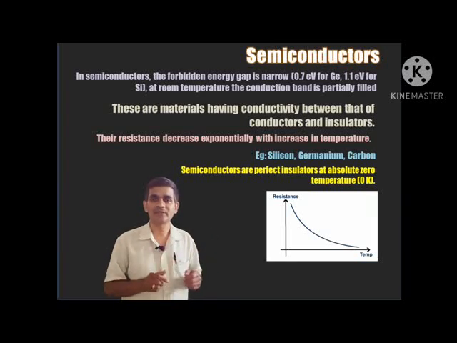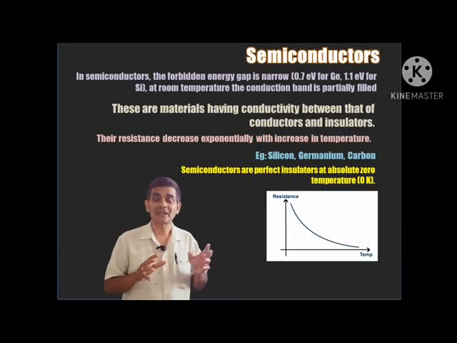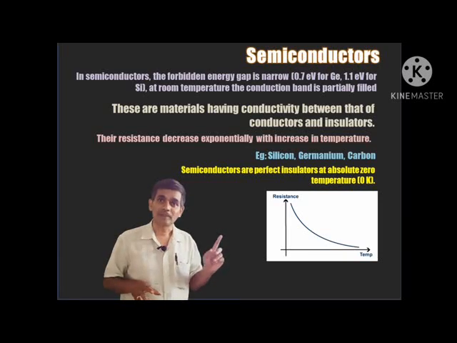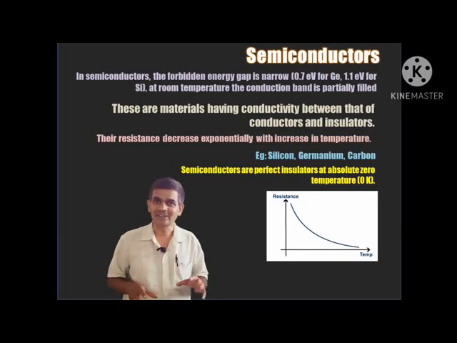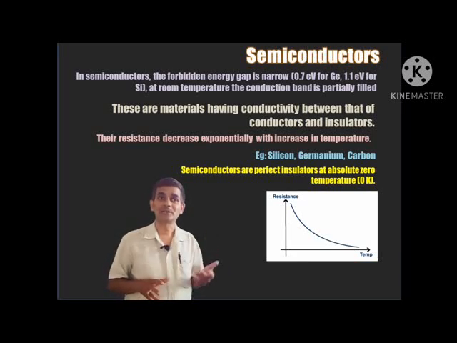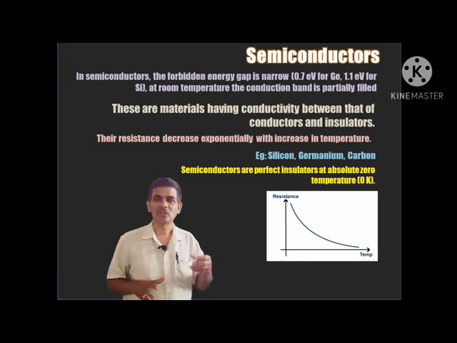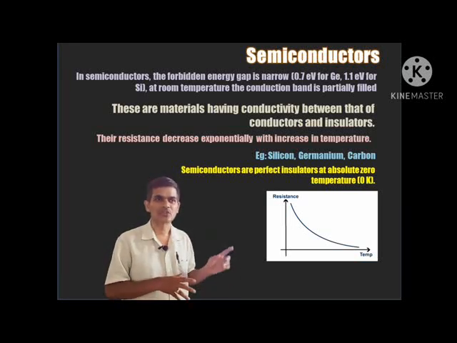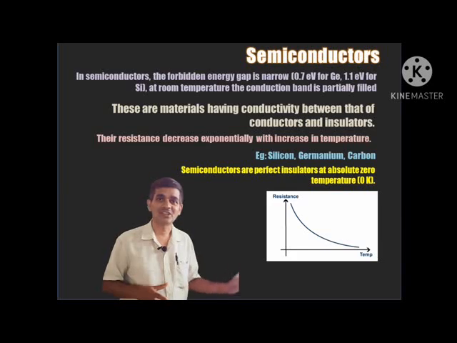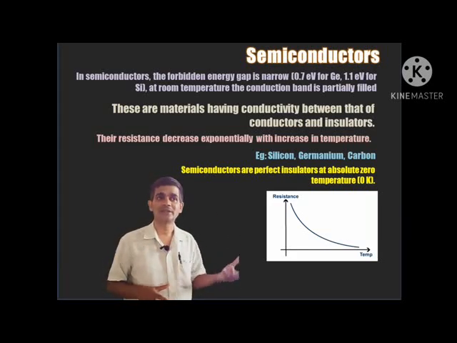So one important difference between conductors and semiconductors: you already know, in a conductor, as the temperature increases, conductivity decreases, but in a semiconductor, as the temperature increases, conductivity increases. Examples: silicon, germanium, carbon, etc. And you can observe in the picture, there is a graph given. As the temperature increases, the resistance decreases exponentially. Means resistance decreases or conductivity increases.